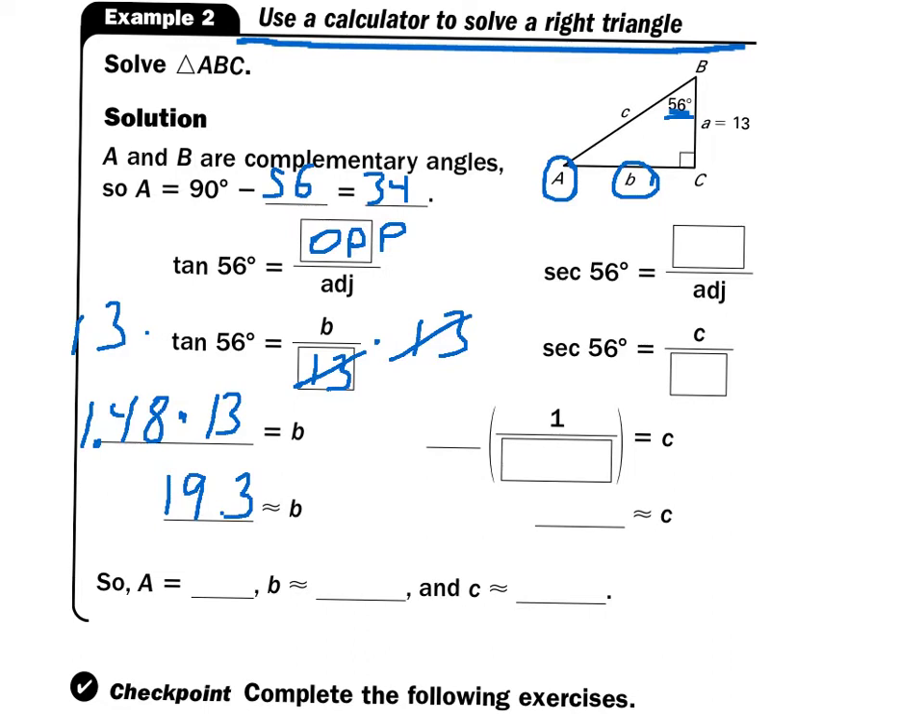Okay, and then when I'm solving all these pieces, I say, oh, B right there, that's 19.3, and I found the angle A was 34, because what they're going to say to you is solve the triangle. When they say solve the triangle, that means all 6 parts. 3 angles, 3 sides, you got to find them all. The only thing left to find here is C.